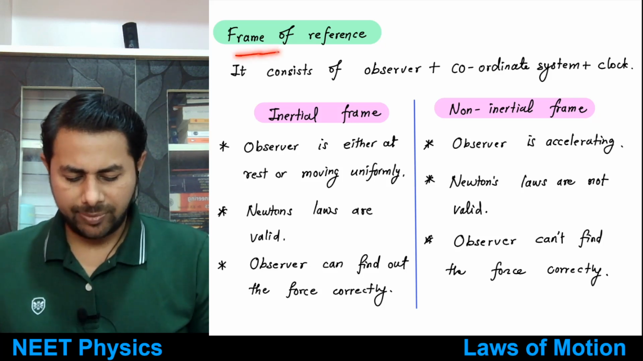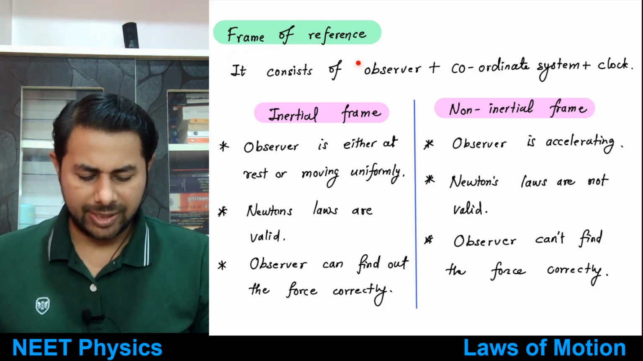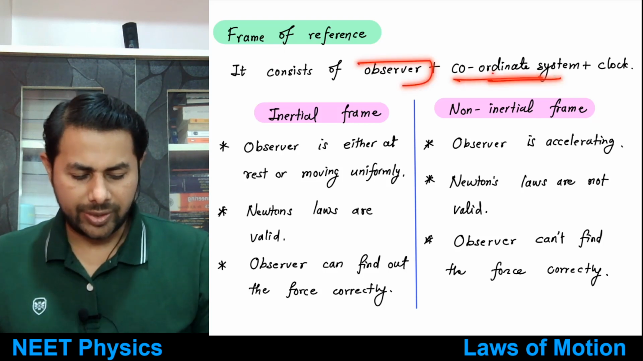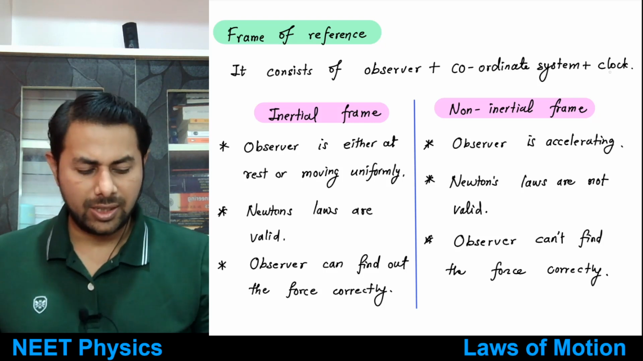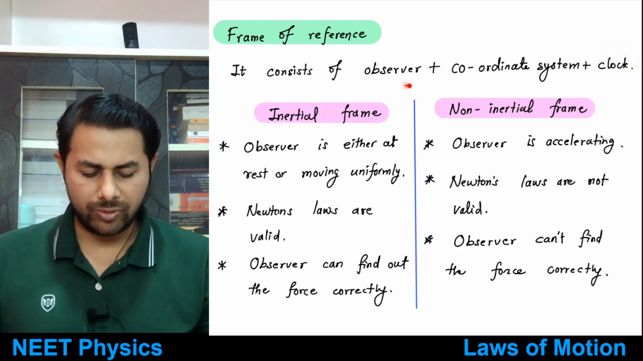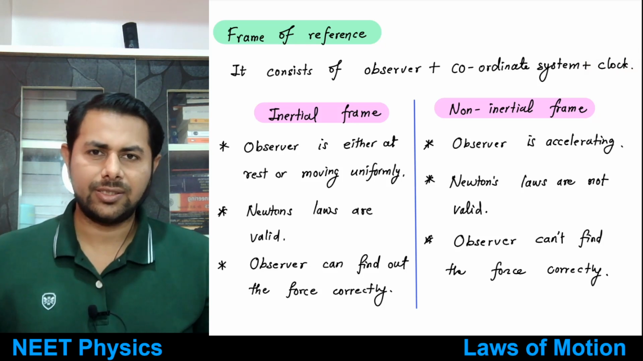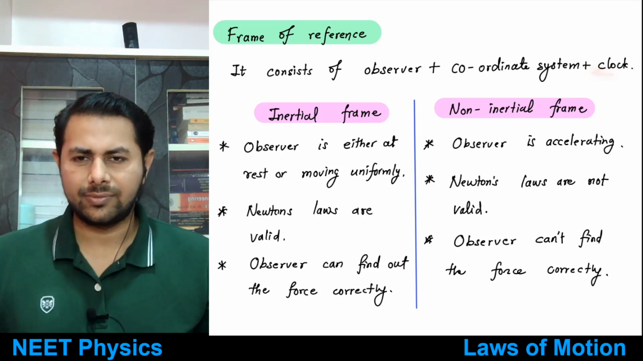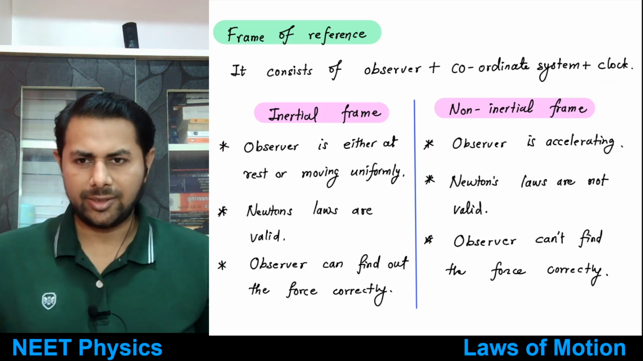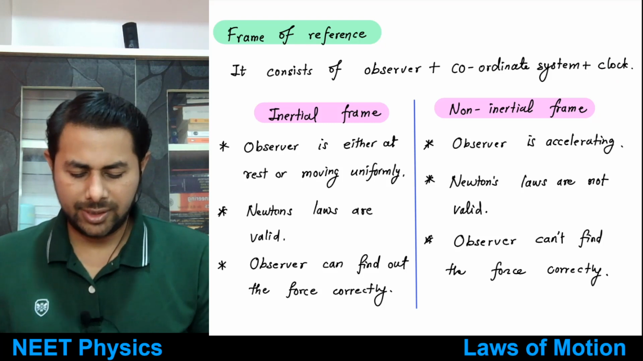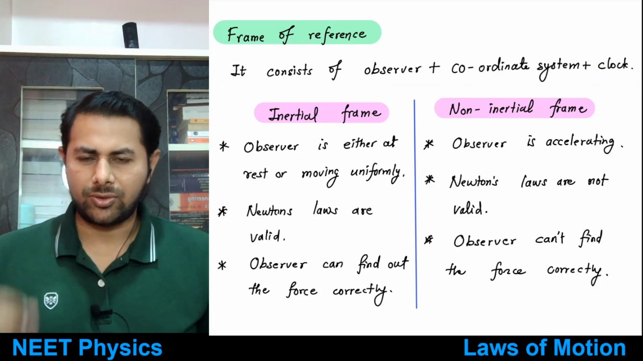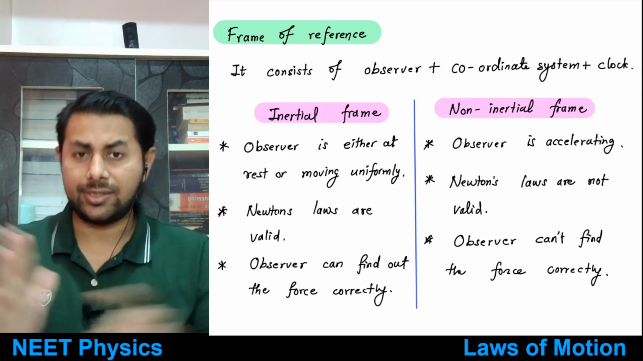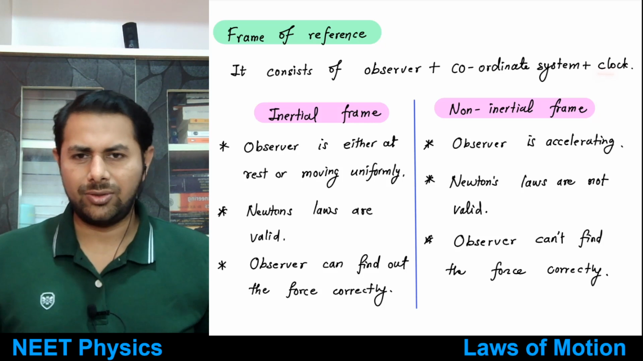So what is a frame of reference? Frame of reference just means there is an observer, and he has access to a coordinate system, meaning he can measure the distances, and he has access to a clock. So an observer who can measure the distances and time, that is a frame of reference. This thing is clear? What is a frame of reference? It's the observer who has access to a coordinate system, meaning he can measure the distances reliably, and he has a clock, so he can measure time also.